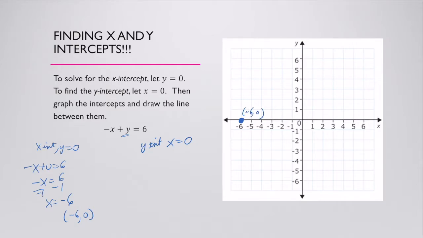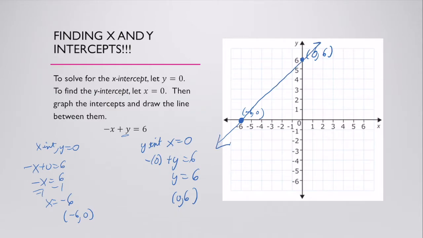Let's find our Y-intercept. So that's when I let X equal 0. So I have negative 0 plus Y is 6. So I just have Y is 6. So I have when X is 0, Y is 6 as my Y-intercept. And you can go ahead and graph our line because we found 2 points on it.